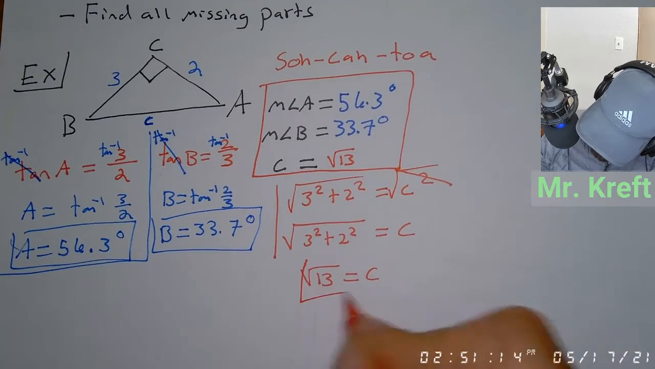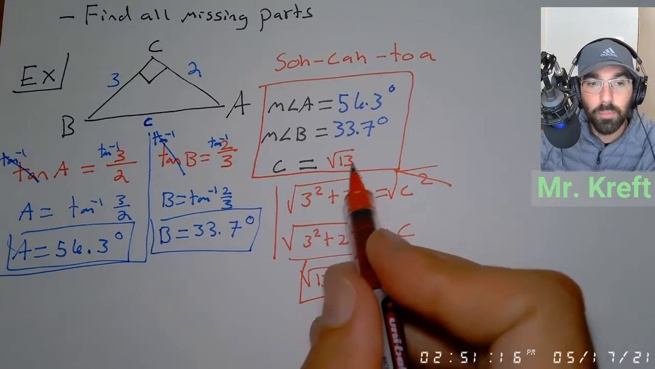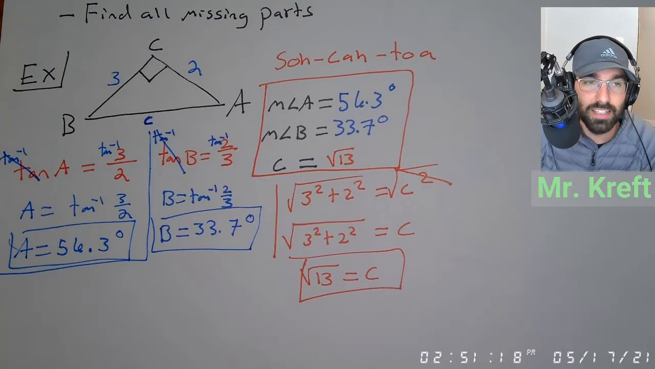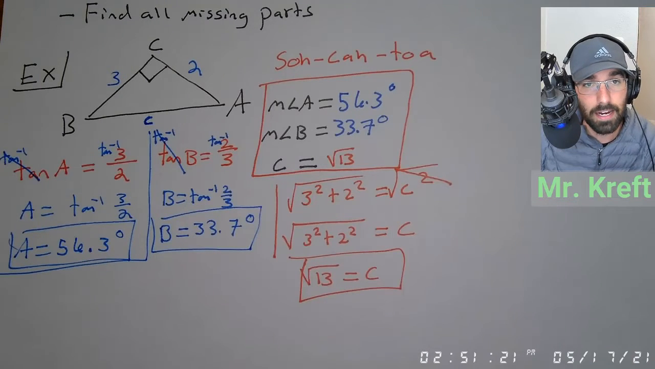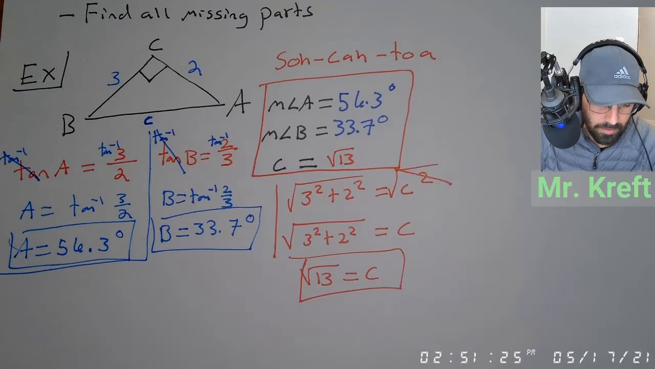Those are all my answers. Notice how I don't put a degree with the square root of 13, because C is a side length, not a rotation, not in degrees.